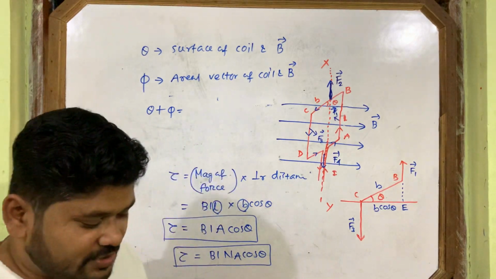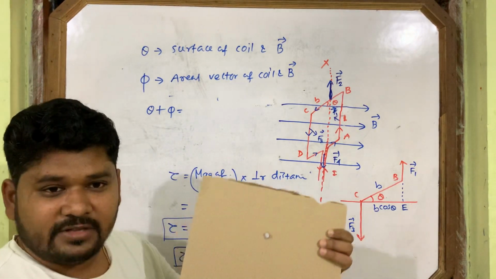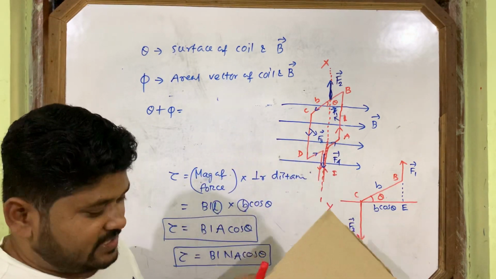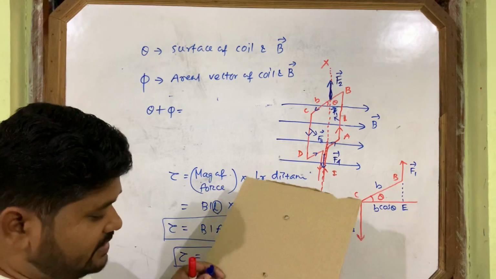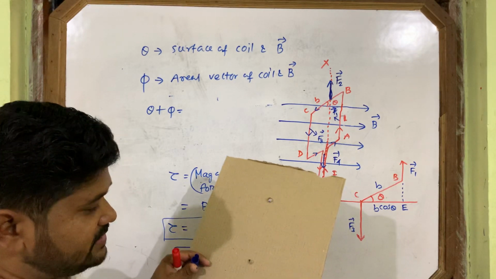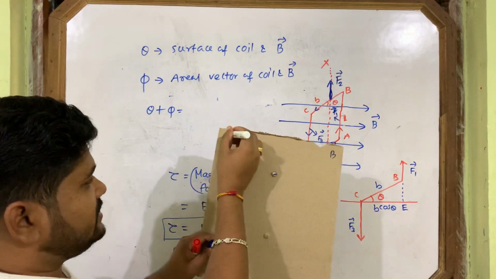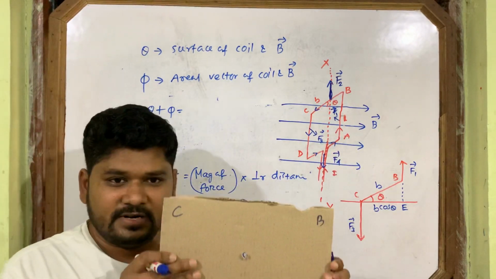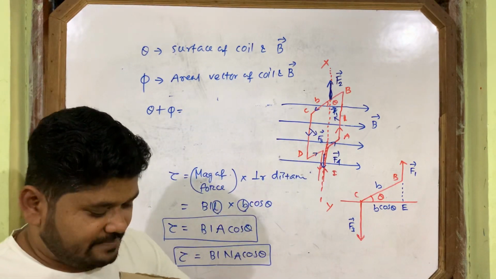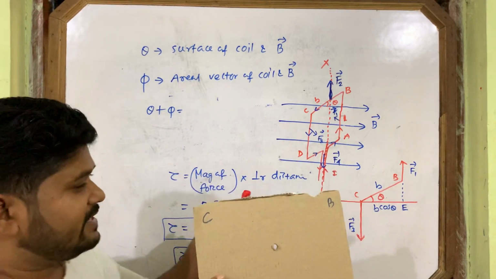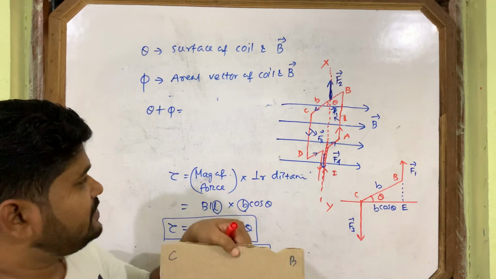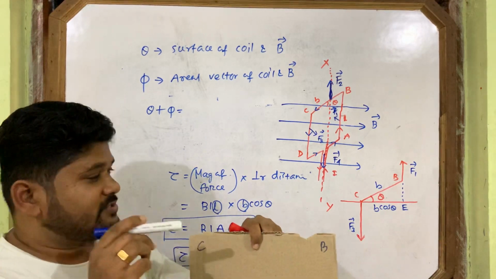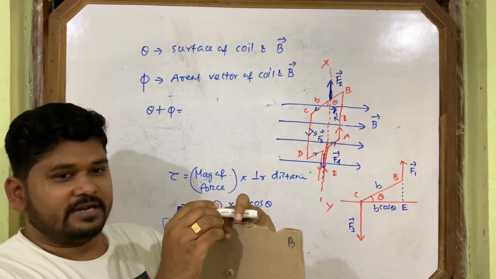Suppose this is the coil. I am taking the help of this. This is your rectangular coil. This point is A, this point is B, this point is C, this point is D. Right? This is the rectangular coil. And in which direction is the magnetic field? The magnetic field is towards this direction. You see, this is the magnetic field.